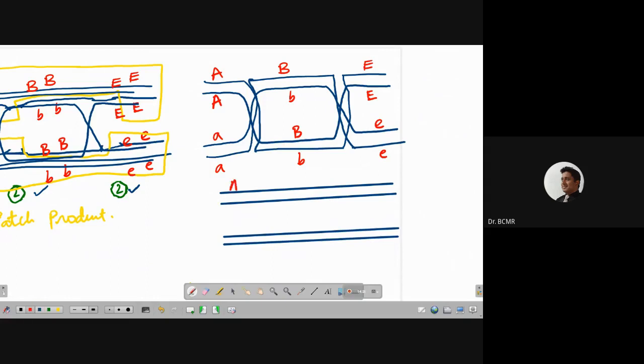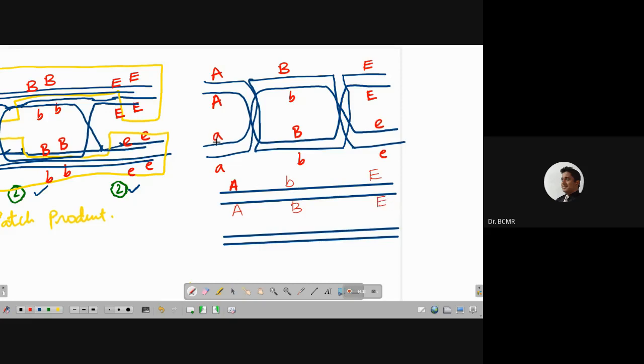Capital A is continuous with, if I keep following this one, capital A is continuous with small b. Small b is continuous with capital E. And now capital A is base paired with capital A. And this capital A is continuous with capital B, and that capital B is continuous with capital E.